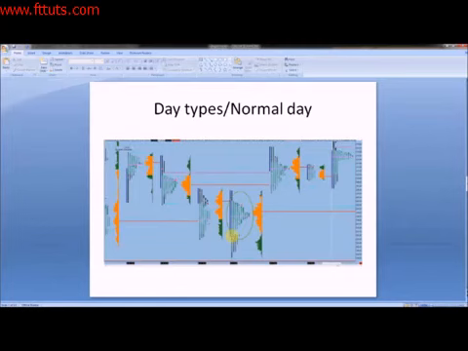However, they are so rare that to find it, I wanted to get a rubber and scrub off the bottom bit, because they don't happen often. But that is what a normal day would look like. Large initial balance, and buyers and sellers cut it off at either end, and we spend the rest of the day rotating in that initial balance.